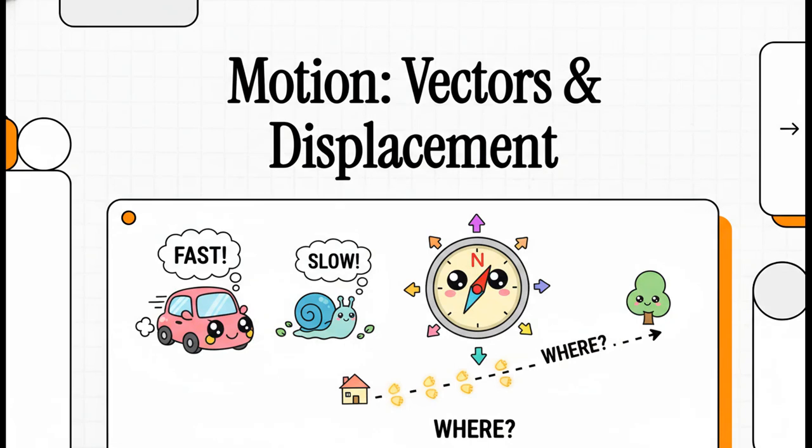Hey everyone, when you think about motion, you probably think about how fast something is going, right? Like the speed of a car. But in physics, there's a whole other side to the story. It turns out which way you're going is just as important as how fast. To really get a handle on motion, we need to talk about both, so let's dive in.